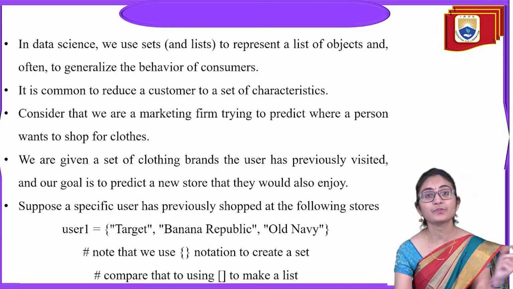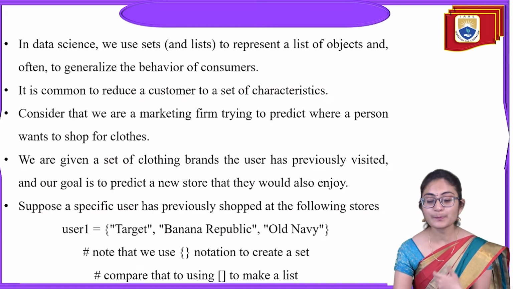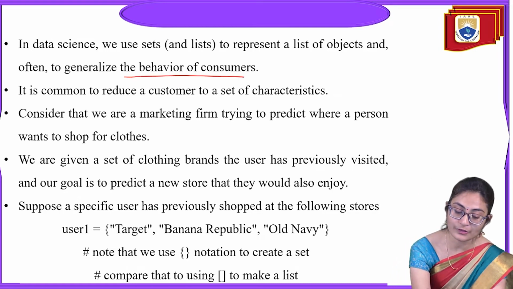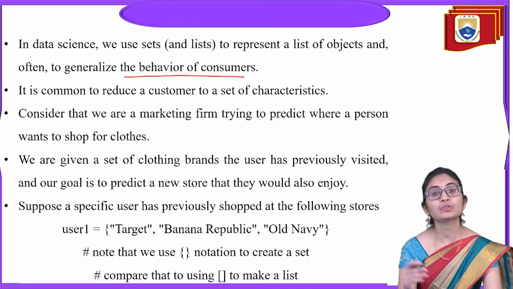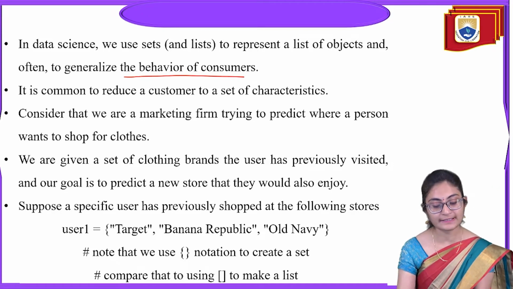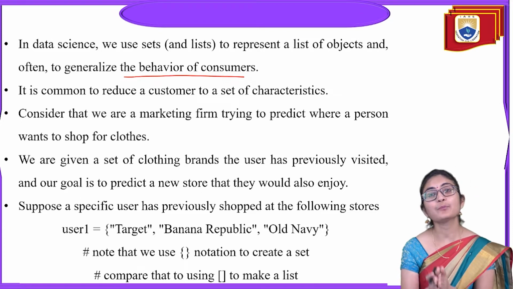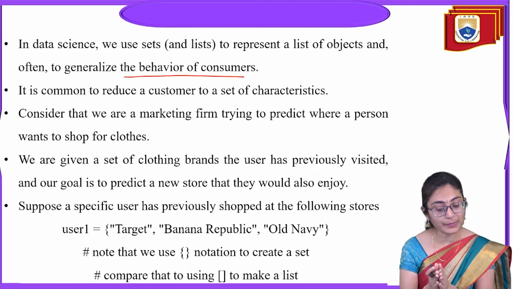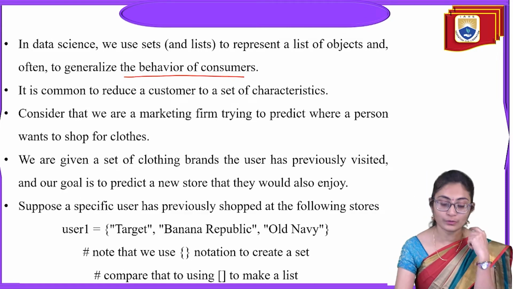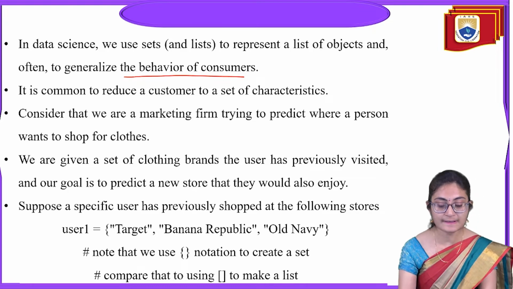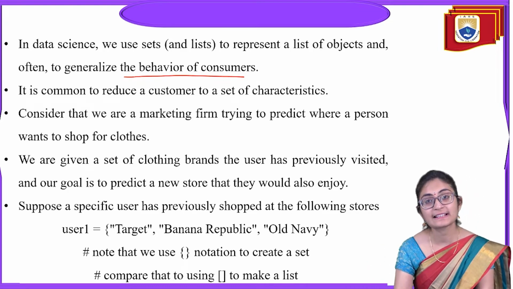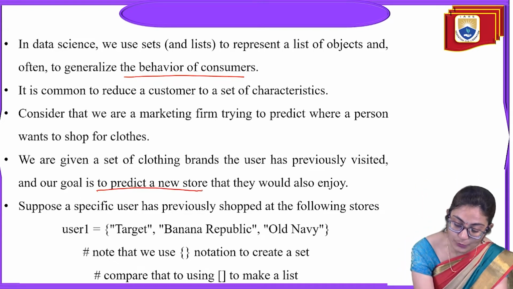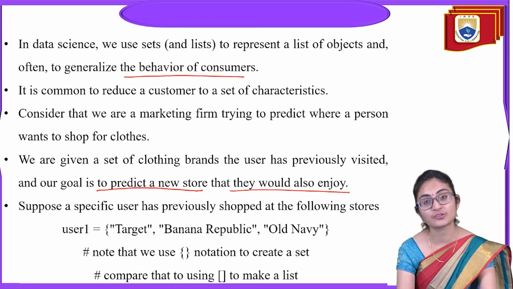Actually, in data science, we use sets for representing lists of objects to generalize the behavior of consumers. It's common to reduce a customer to a set of characteristics. Consider that we have a marketing firm trying to predict where a person wants to shop for clothes. We are given a set of clothing brands the user has previously visited, and our goal is to predict a new store that they would also enjoy.